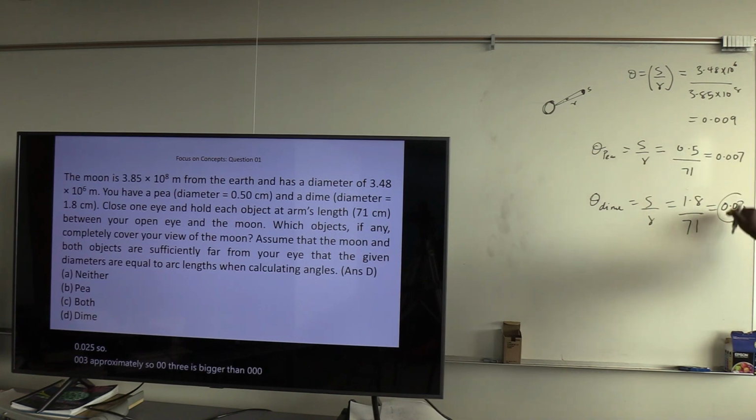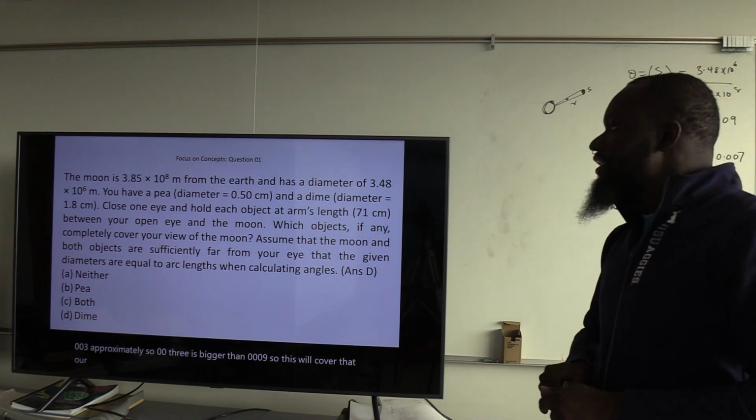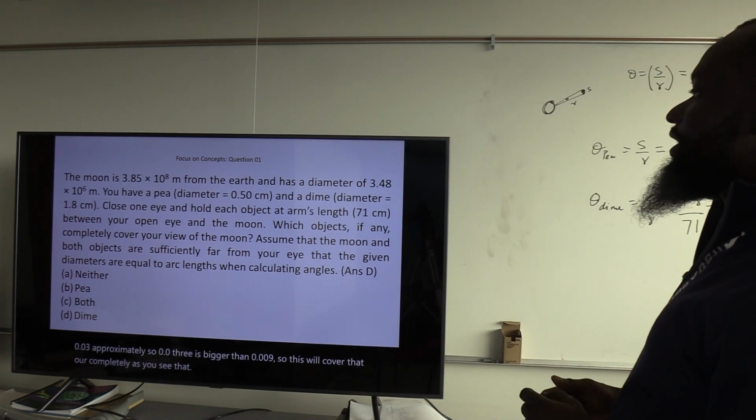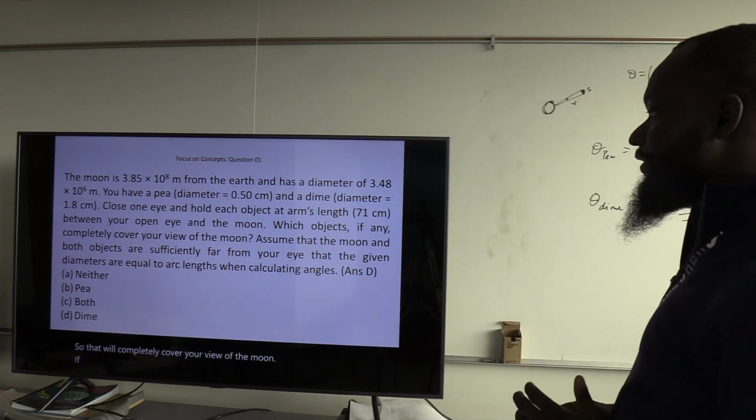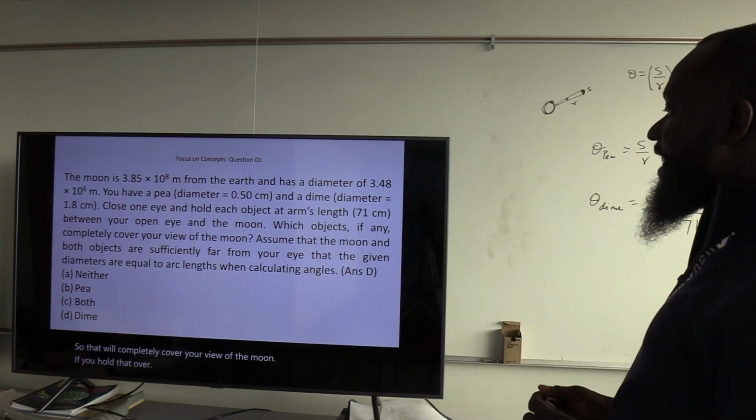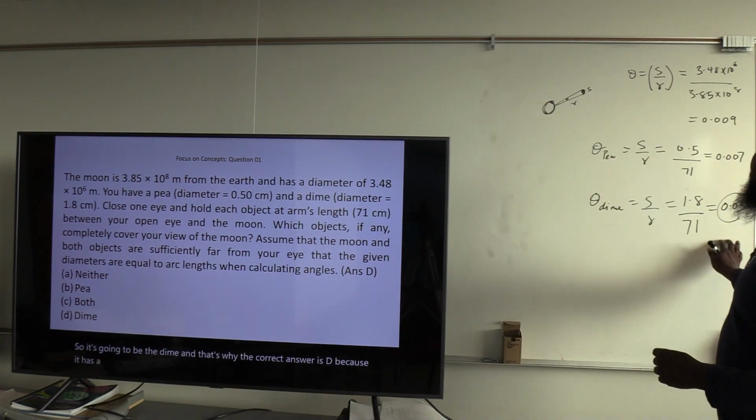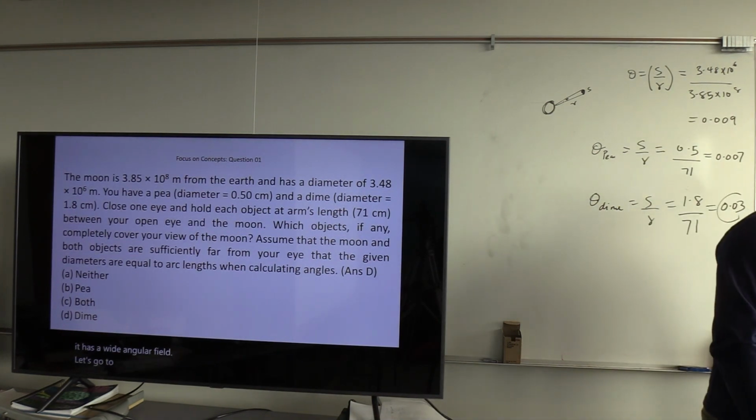So this will cover that. That will completely cover your view of the moon if you hold that over the moon. So it's going to be the dime, and that's why the correct answer is D, because it has a wide angular view right here. Okay, let's go to the next problem.